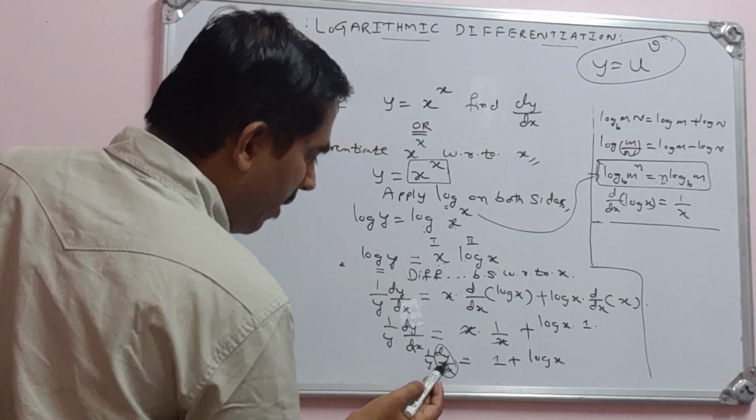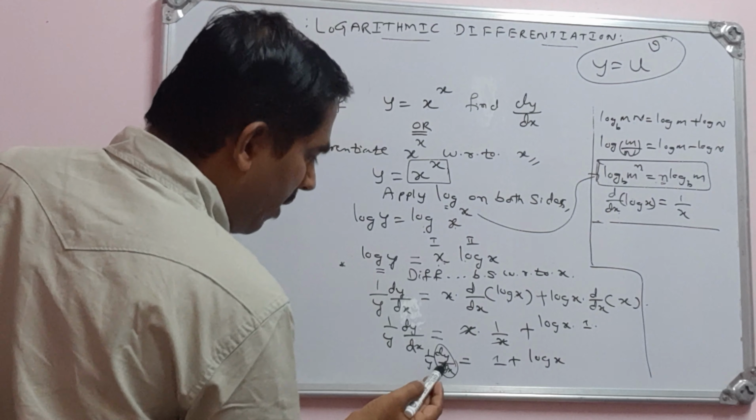This is called logarithmic differentiation. Here I have used the property of log. First, what we will do? Apply log on both sides. Then the derivative of log y is what? 1 by y into dy by dx.